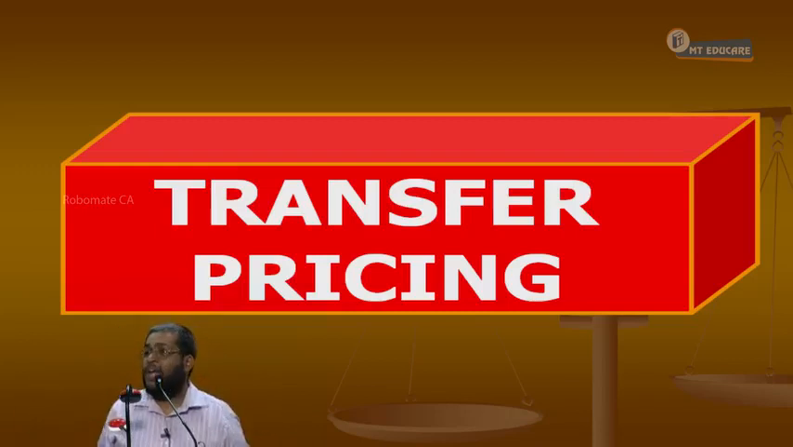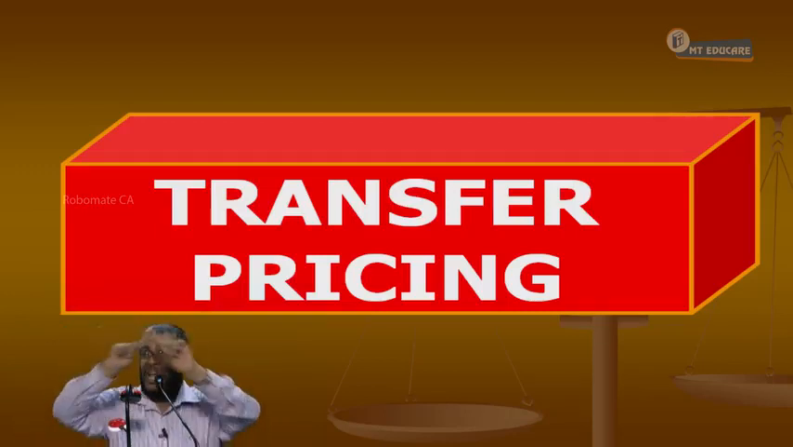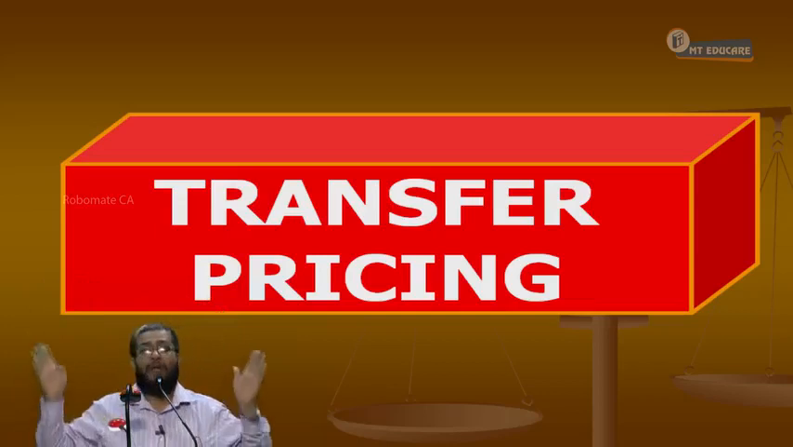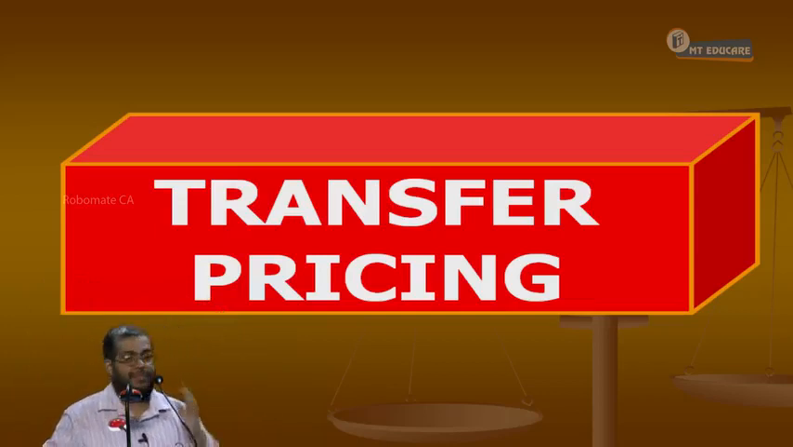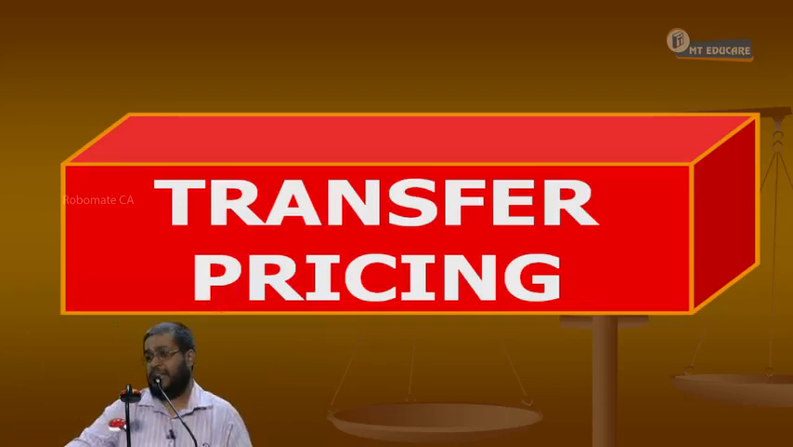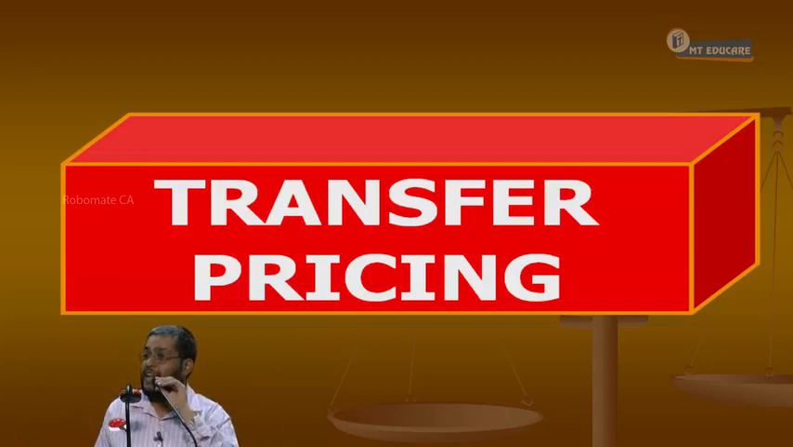For the division, we cannot prepare a P&L account. We can only prepare a cost sheet and fix a target cost. Everybody is with me or no? Now, a profit center is a division which is spending as well as generating income.